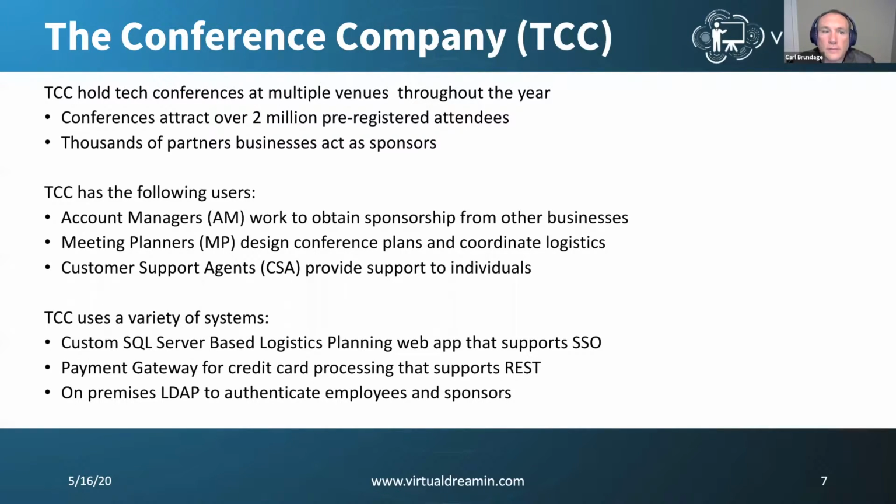And currently, TCC does have a few systems in place. Not everything is manual. There's a custom SQL Server-based logistics planning app, and that also supports single sign-on, so they can sign in with some existing credentials. For payment processing, well, this conference is free. What TCC puts on is not. There's a payment gateway that can do credit card processing and can communicate with REST. And then finally, there's an on-premise LDAP system that authenticates both employees and sponsors.